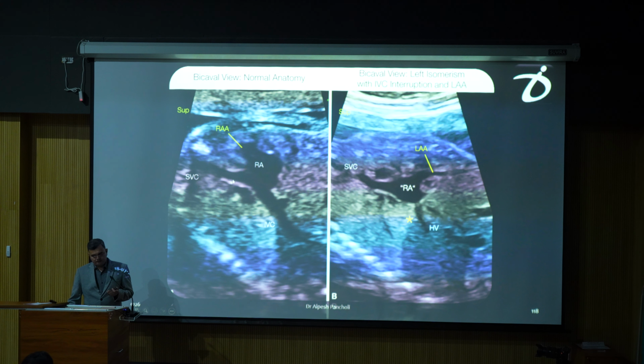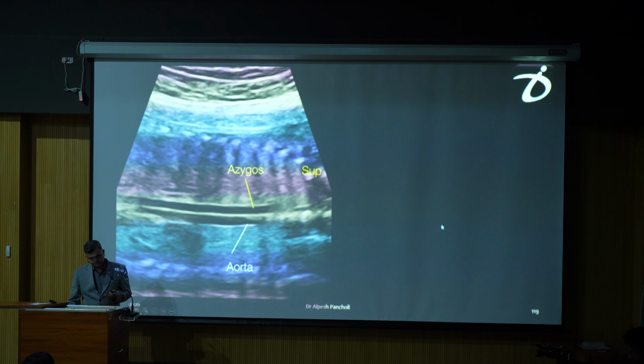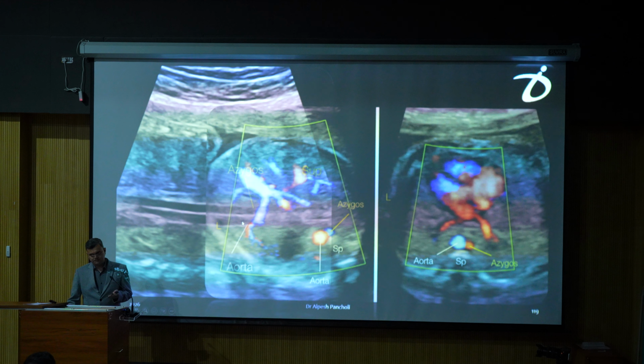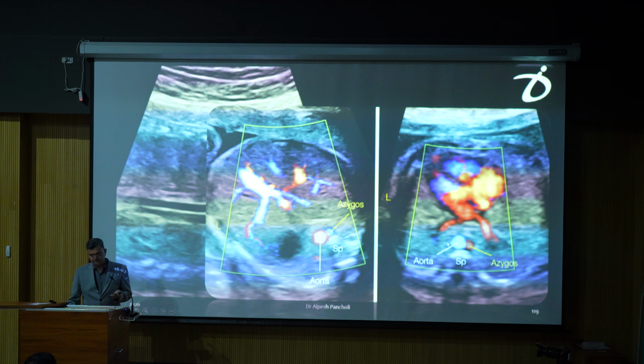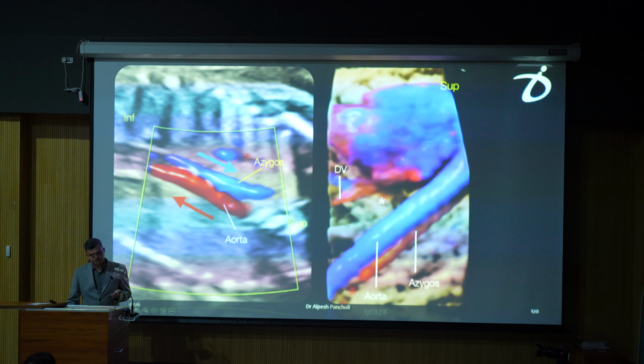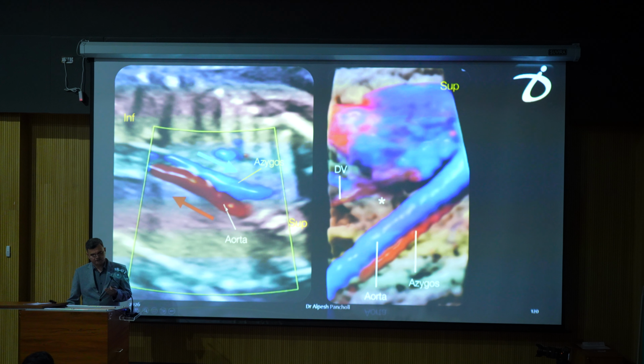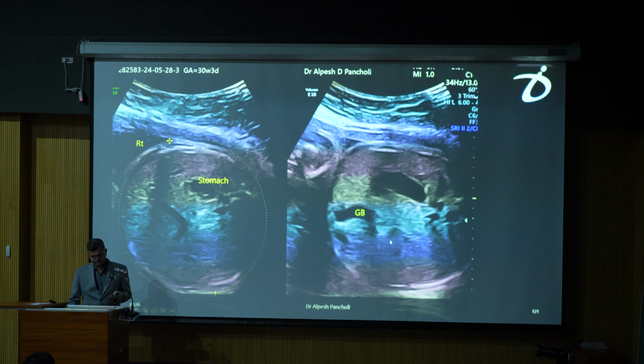Here in the bicaval view, this is normal anatomy: this is the right atrium, SVC and IVC. Here in this case, there is no IVC because it is interrupted. In the coronal view, we see the double barrel sign. One is the aorta and the other the azygous. On color Doppler also, we can see the different colors. The azygous vein is going up cranially and the aorta flow is going down, so opposite colors. So this was a case.